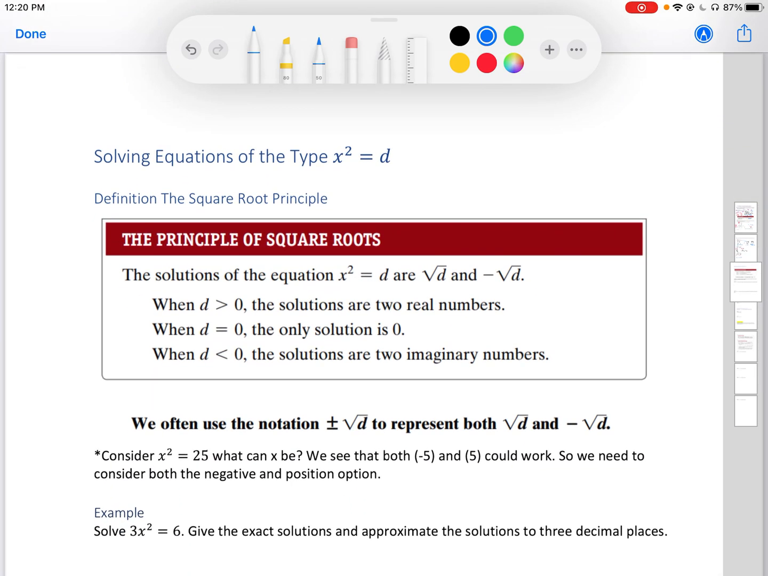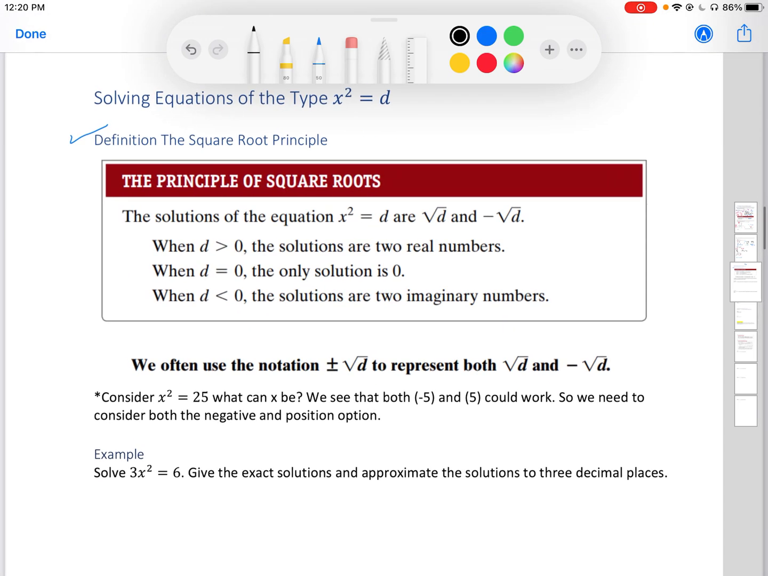Solving equations of the type x squared equals d. And we saw one like this already. We had x squared equals 25. So let's learn a different method to solve such an equation. It's called the square root principle, the principle of square roots. The solutions of the equation x squared equals d are the square root of d and negative square root of d. When d is greater than 0, solutions are two real numbers. When d is equal to 0, the only solution is 0. If d is negative, meaning less than 0, there are two imaginary numbers.